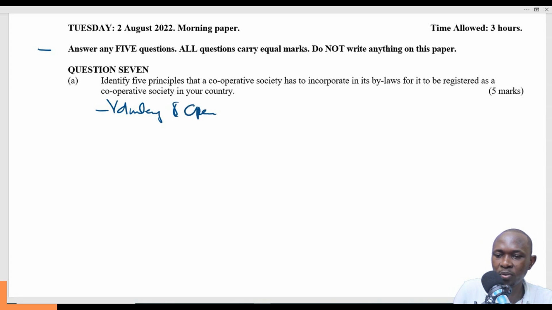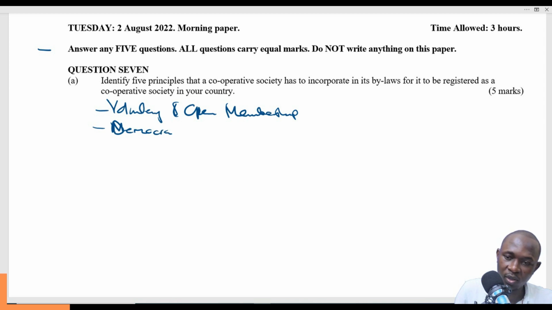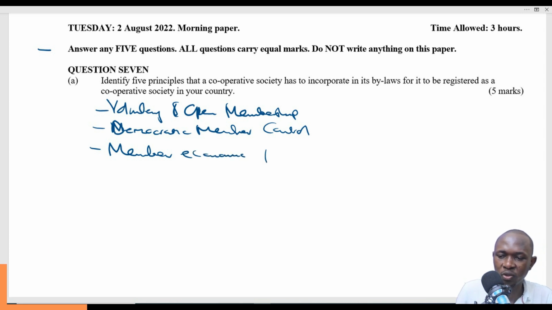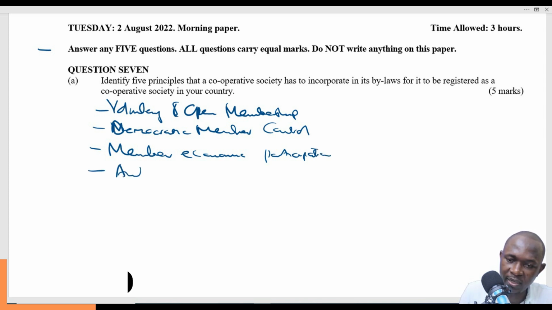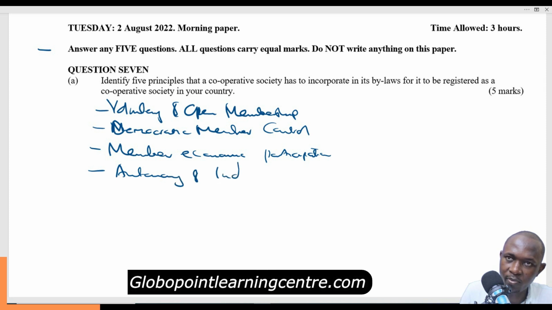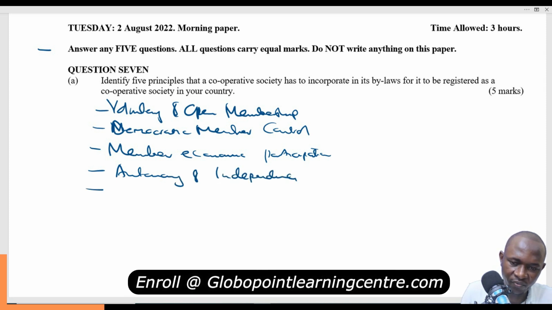And number 1 of these principles is voluntary and open membership. Number 2 is democratic member control. Number 3 is member economic participation. Number 4 will be autonomy and independence. Number 5 will be education, training and information.